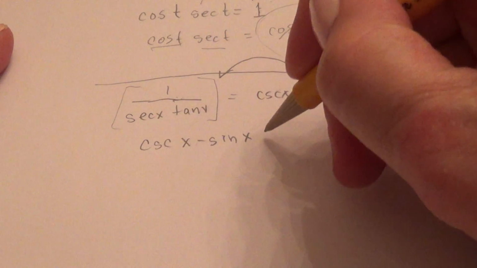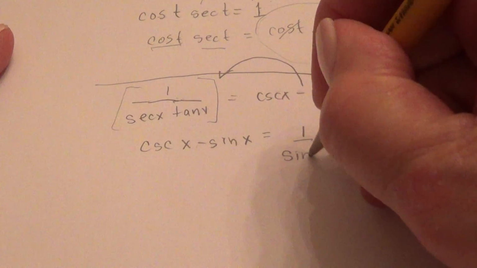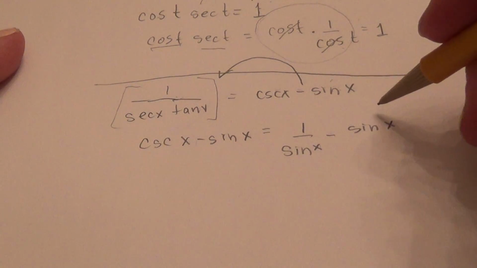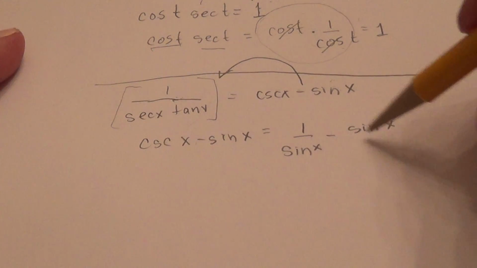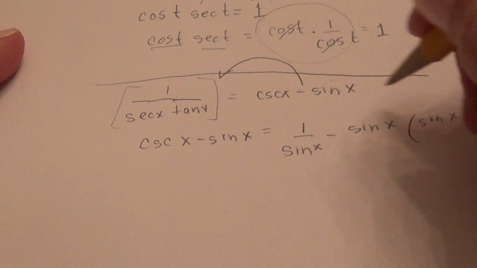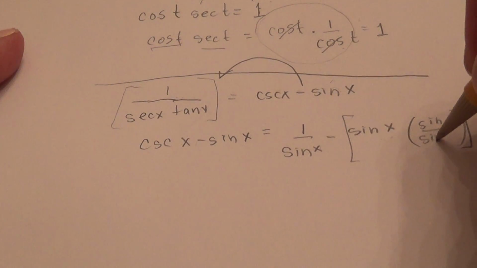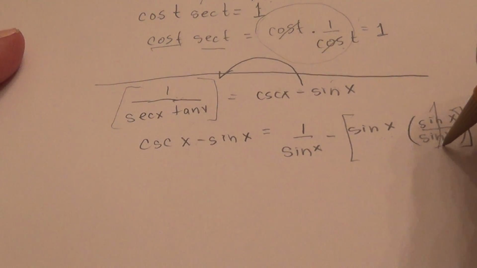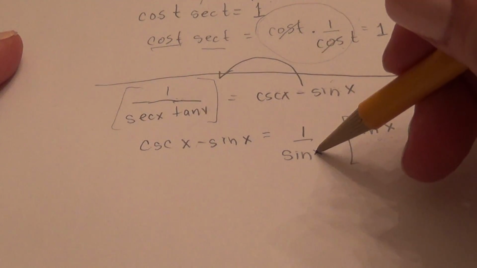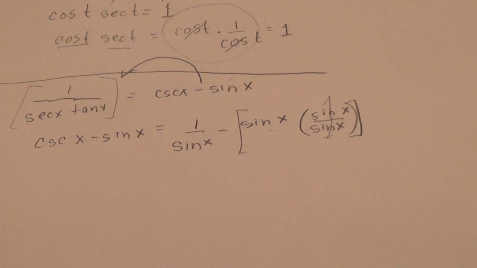Now I'm going to change to sine and cosine. Cosecant is 1 over sine. And now I'm going to add algebraically. I want this to have the same denominator as this. So I'm going to multiply this term only by sine x over sine x. I chose that because it's a 1, so it's not going to change the value, and it's going to give me the denominator that will match this denominator.